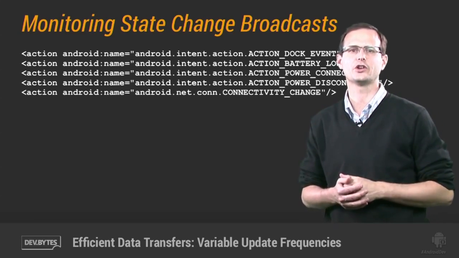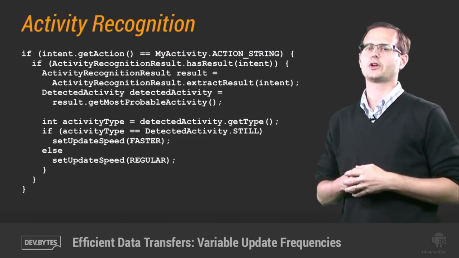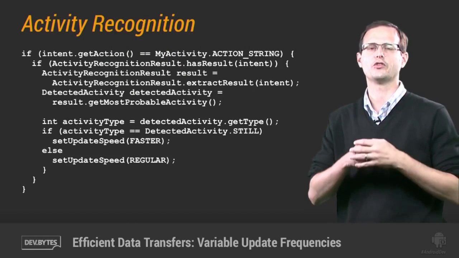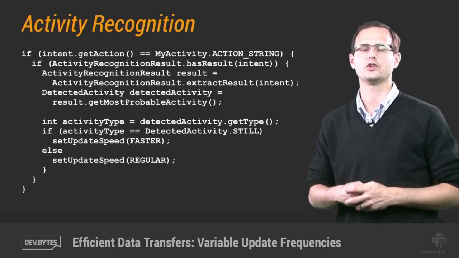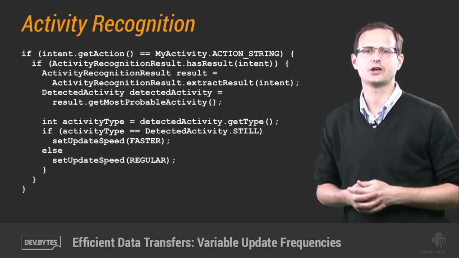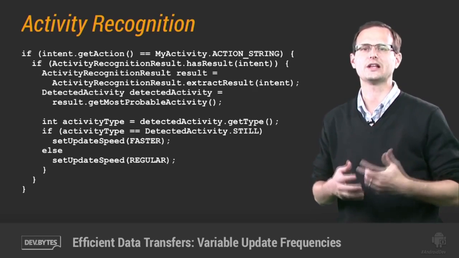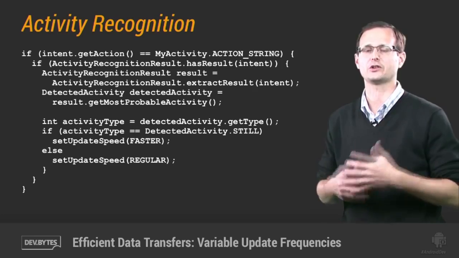You might also want to consider the context of the user themselves. Using the new activity recognition APIs, you can choose to alter the foreground update frequency based on what the user is doing. In this example, we might artificially limit the update rate when they're doing anything other than standing still, on the basis that users are less likely to be looking at the screen and browsing.